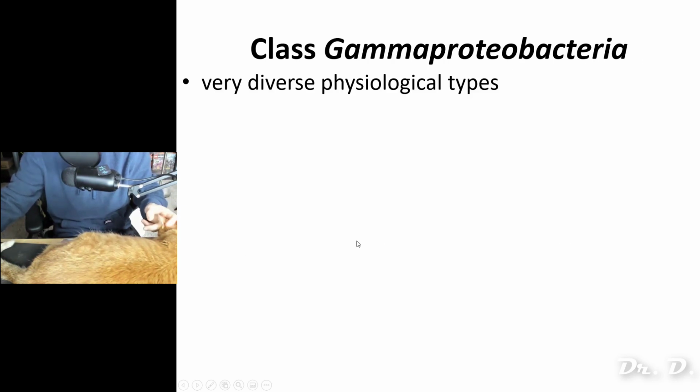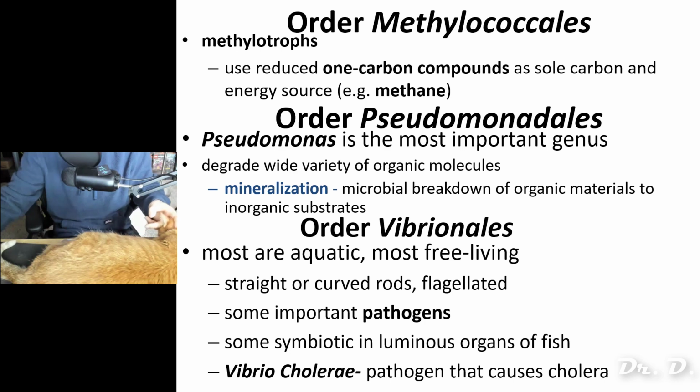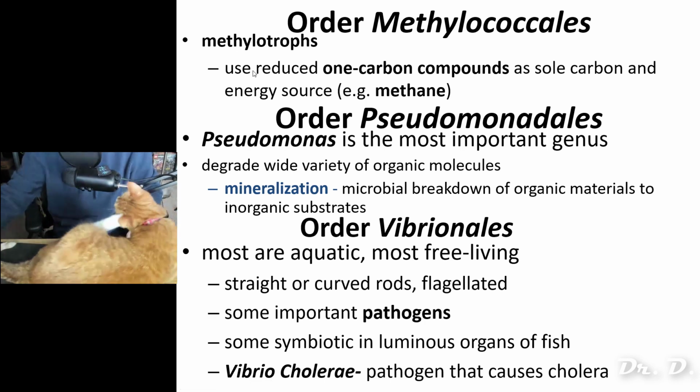So let's move on to gamma Proteobacteria. The gamma Proteobacteria are very diverse, so we're going to talk about some of them. They include the order Methylococcales, which includes the methylotrophs. The methylotrophs are bacteria that are very useful in our fight against global warming.